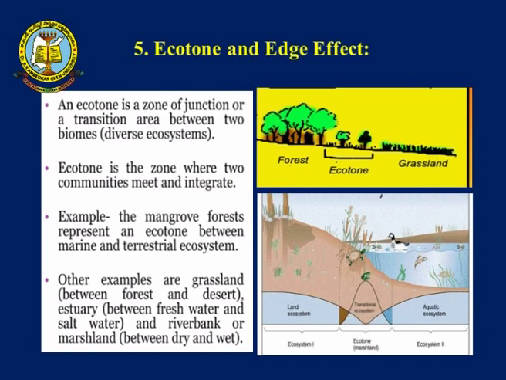Ecotone and edge effect. Now, this is one more very interesting topic over here. What is this ecotone and what is an edge effect? So, for example, if you can see in the picture over there, you have a forest land and you also have a grassland, but there is a place in between these two which converge, called ecotone. There is not much of forest plants, there is not much of grassland.